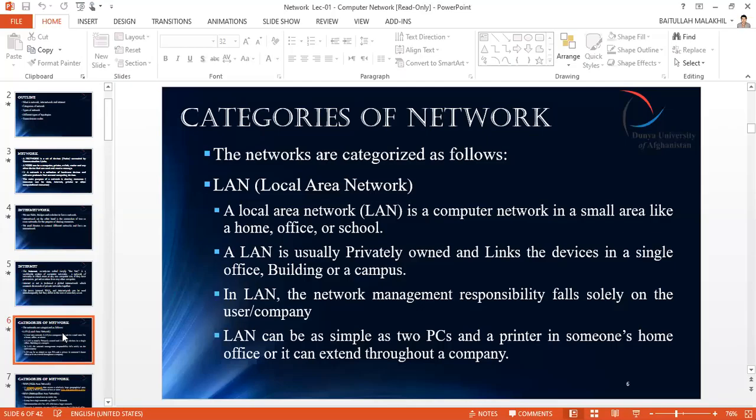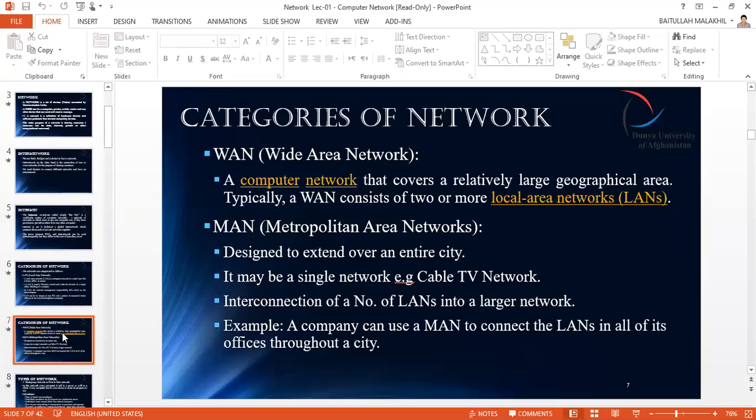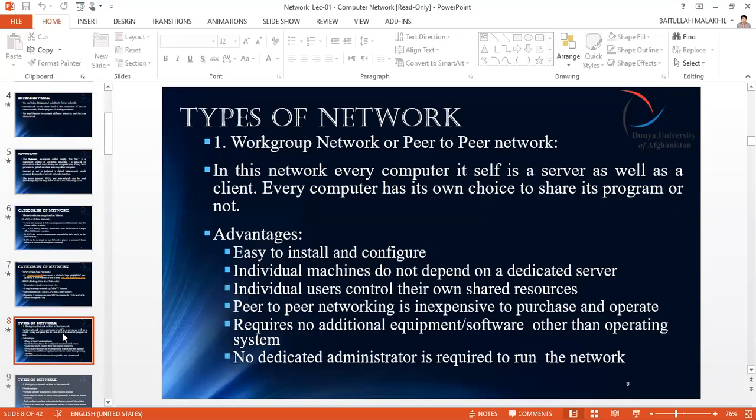So we are done with the LAN. There are more points. You can read about that. I just gave you the main concept. There is the WAN, there is the MAN, all is done.